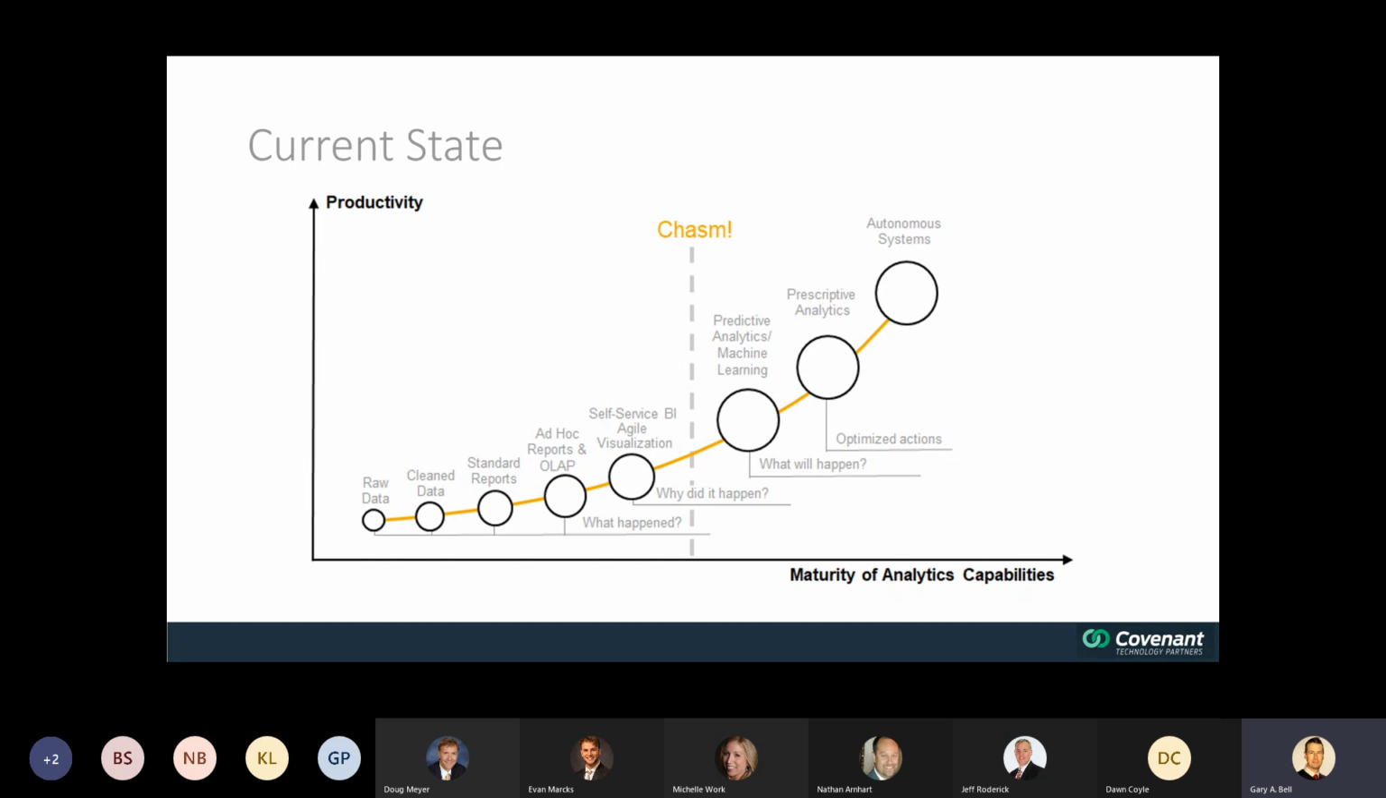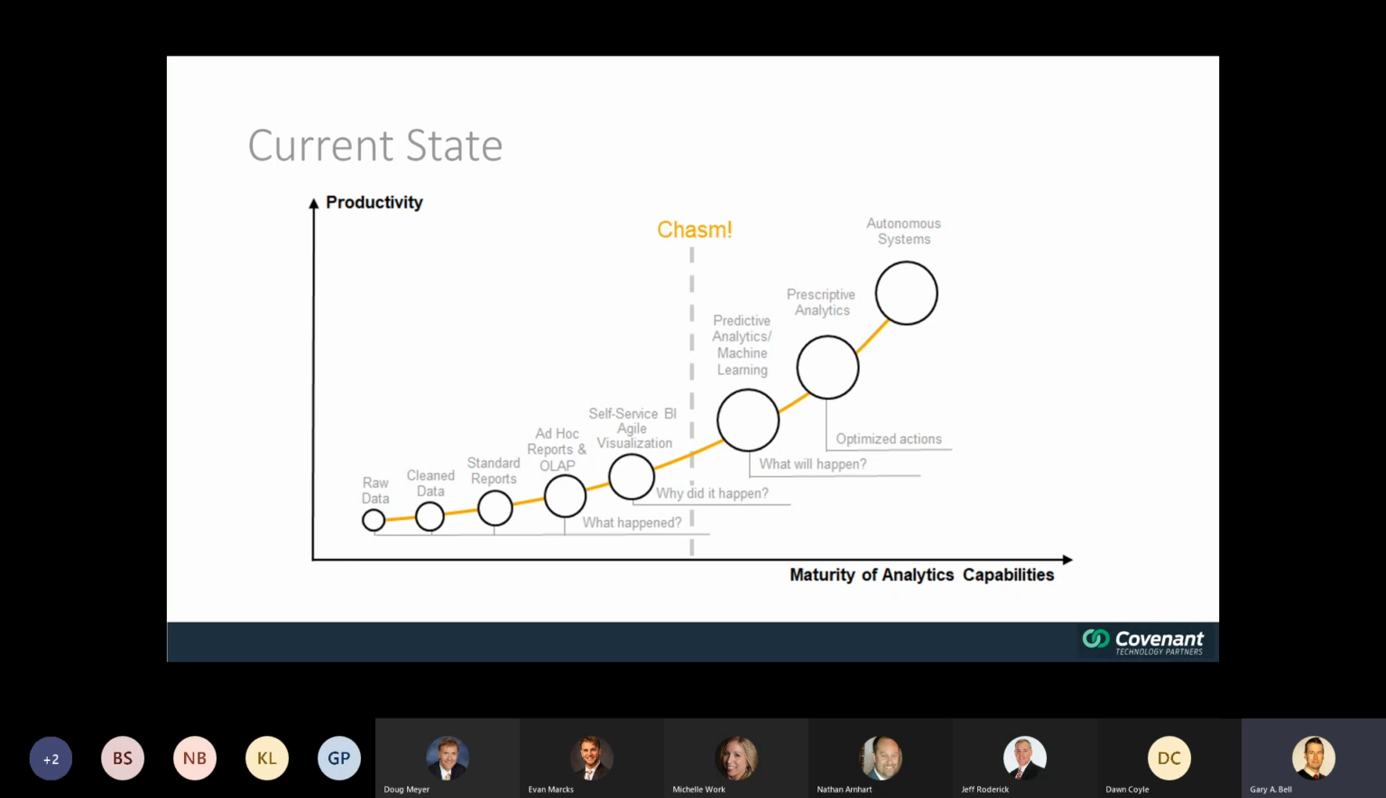But industry-wide, we've seen the majority of mid to larger organizations move further down this capability scale into more self-service and ad hoc reporting, and obviously a lot of use of Power BI would be one example of that.